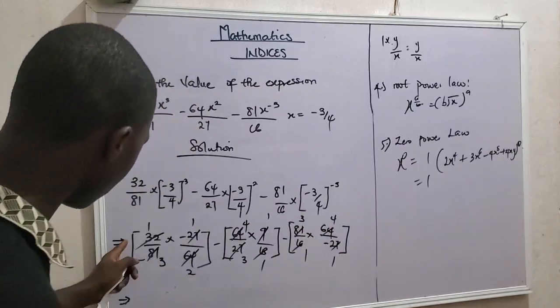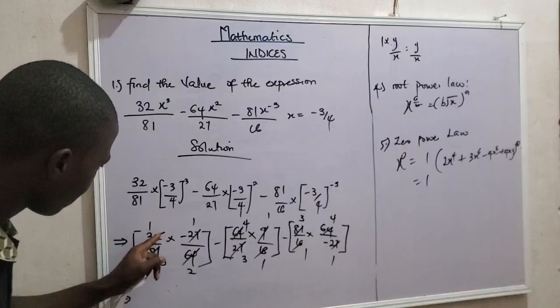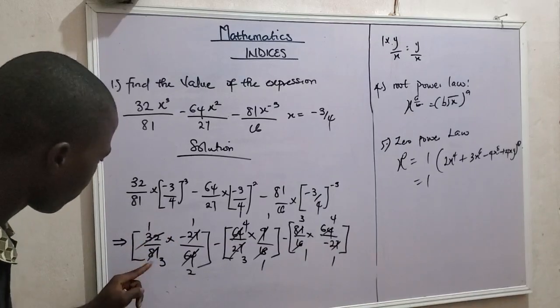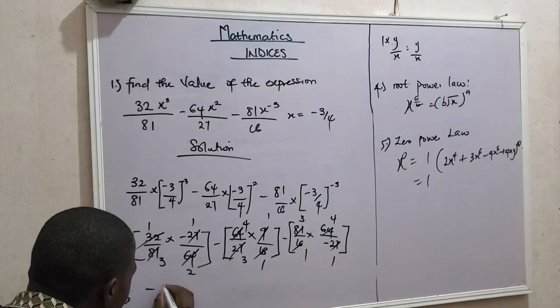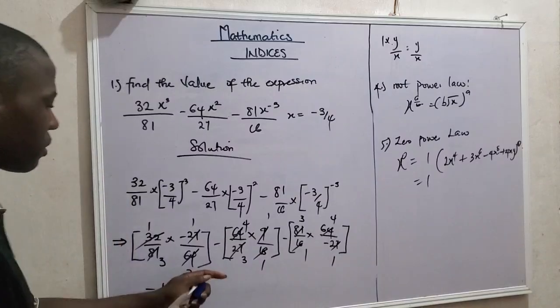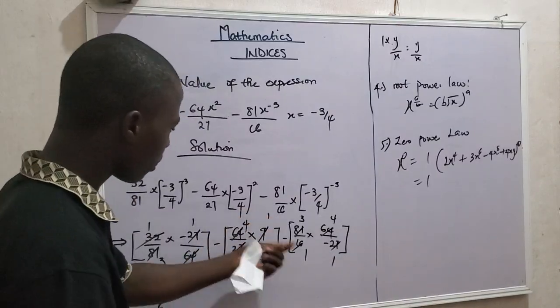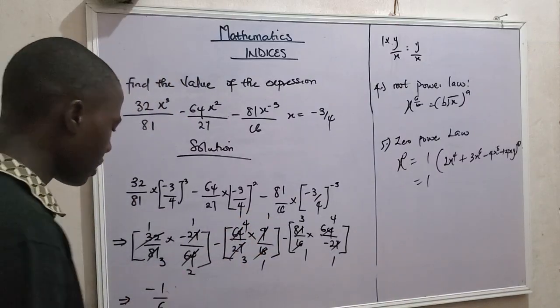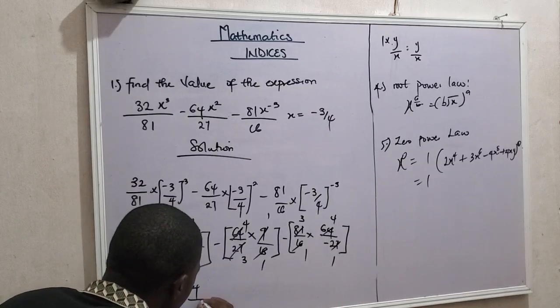So what are we having left here now? 1 times minus 1 gives us minus 1, and 3 times 2 gives us 6. So we have minus 1 all over 6. The next bracket: 4 times 1 gives us 4, and 3 times 1 gives us 3. So we have minus 4 all over 3.